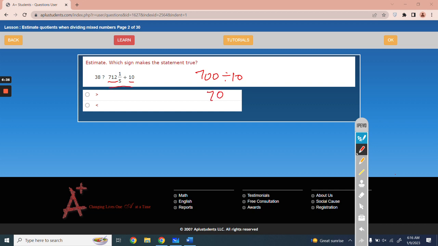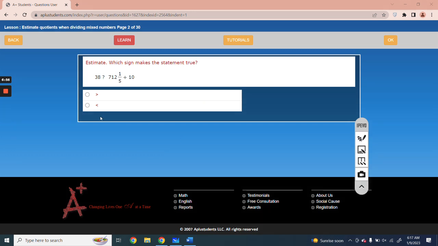Now you have to compare this number to 38. Is it greater or less? 38 is less than 70. You have to compare. 38 is written first, so 38 is less than 70. So the second option is the correct option. So it is less than.